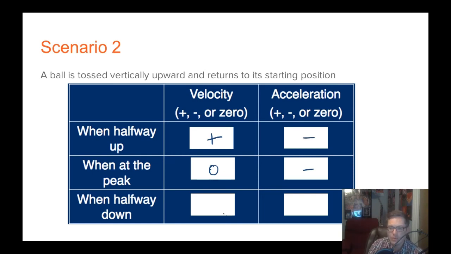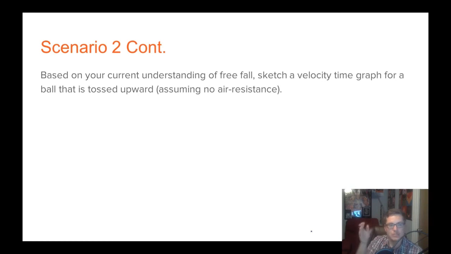What about when we're halfway down? Well, we went up, and now we're coming down, and we're halfway down. Our velocity is negative. Has to be, because we're falling down. And our acceleration is also negative. Pretty easy stuff, right? So let's draw a velocity versus time graph with that information.